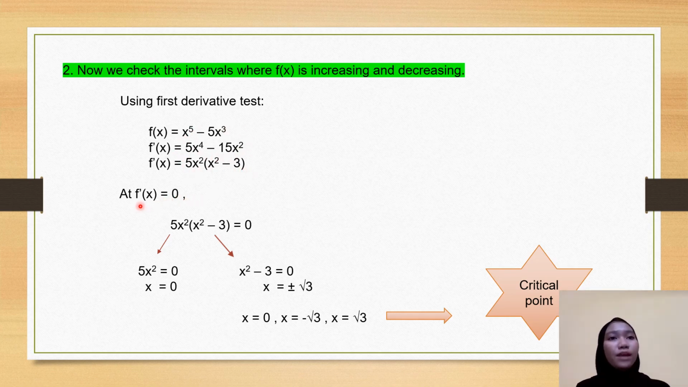Now we let f'(x) equal 0, and the equation is 5x^2(x^2 - 3) = 0. We divide into 2: 5x^2 equals 0 and we get x equals 0. For the second, x^2 - 3 equals 0 and we get x equals plus or minus root 3. So the solutions are x equals 0, x equals negative root 3, and x equals positive root 3. And we can conclude that these are called critical points.